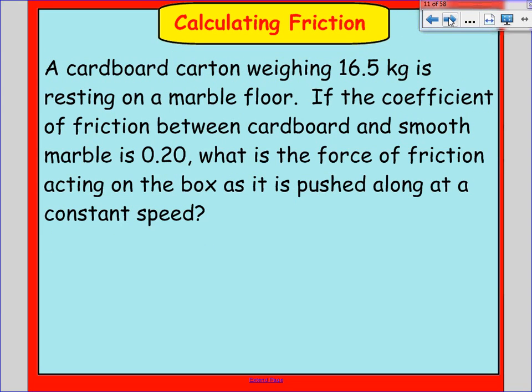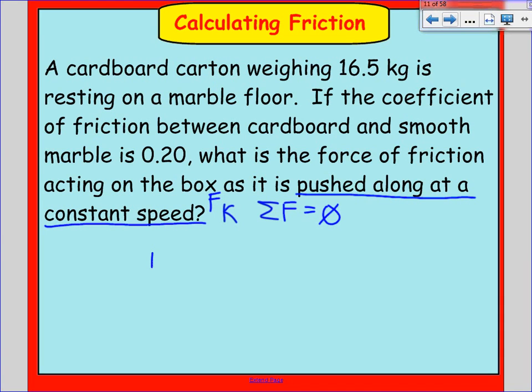So let's look at an example. A cardboard carton weighing 16.5 kilograms is resting on a marble floor. If the coefficient of friction between cardboard and smooth marble is 0.20, what is the force of friction acting on the box as it's pushed along at a constant speed? The first thing I notice is that it's being pushed along at a constant speed. Not only does it tell me that I'm dealing with kinetic friction, but I'm also dealing with an object that is in equilibrium. In other words, the sum of the forces is equal to 0.